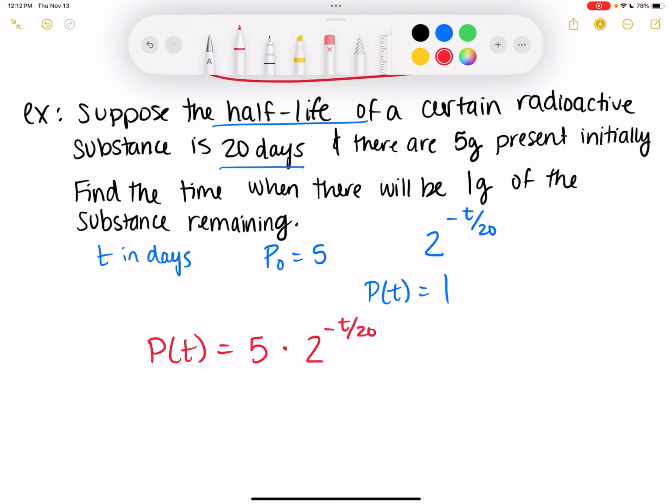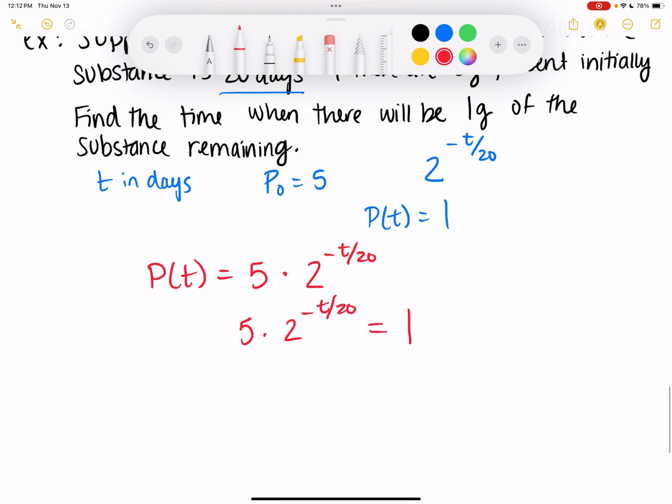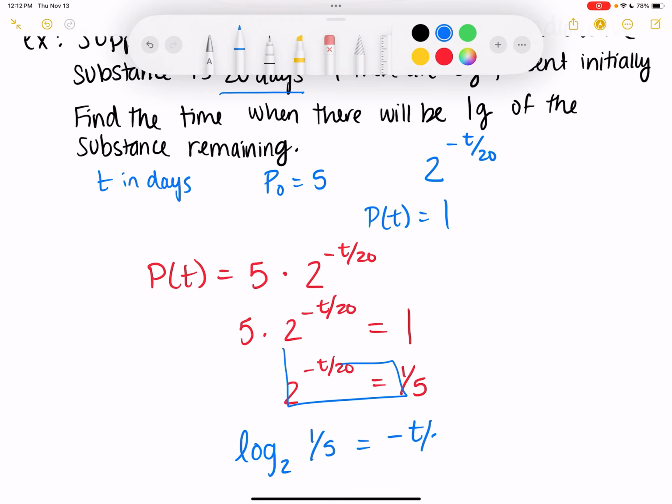So then, just like I did with the last one to solve, the only difference is this has a negative exponent, but it's not really changing anything, is I'm going to replace P of T with 1. I'm going to do it the same way where I did 5 times 2 to the negative T over 20 is equal to 1, just for the purpose of solving it. So divide by 5, I've got 2 to the negative T over 20 is equal to 1/5. Then I'm going to use a log to solve, so I'm going to have log base 2 of 1/5 is equal to negative T over 20.